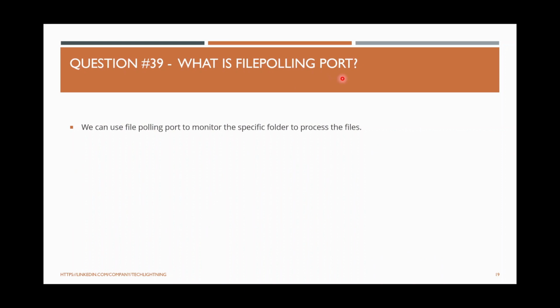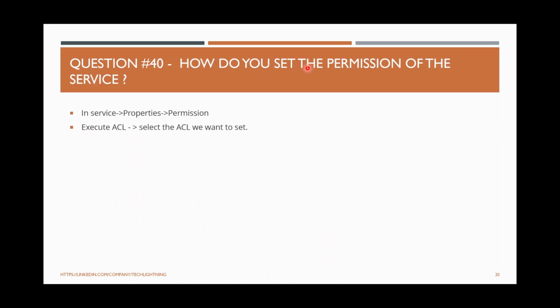What is a file polling port? If you go to the IS admin page, you have a port section where you can configure different ports. One of the ports is called the file polling port. If you want to monitor a specific folder to process files, say your file system is on-premise and mounted to a file system, or it is in your on-premise infrastructure itself, and you are receiving files which you want to monitor and process. Whenever a file comes, I want to process it to some other system. Then you can create the file polling port. I'll move on to the next one.